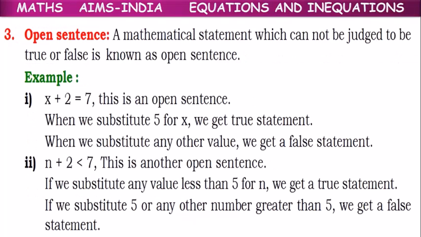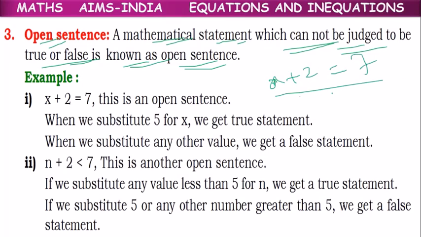Next we have open sentence. A mathematical statement which cannot be judged to be true or false is known as an open sentence. So x plus 2 equal to 7 is an open sentence. If we substitute 5, it is true. If we substitute 4, it will be false. So it can be true, it can be false.